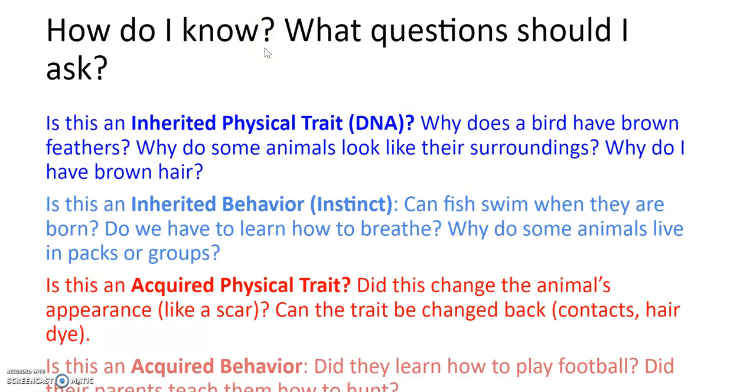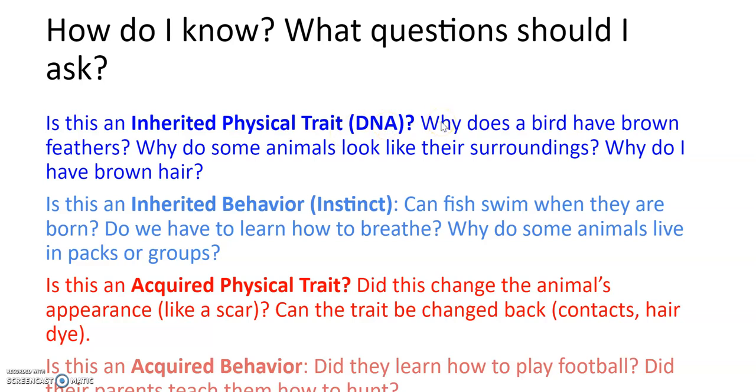So sometimes you're not sure. How do I know if something is an inherited trait or a behavior or acquired? So you can ask certain questions. Is this an inherited physical trait? Does this come from my DNA?